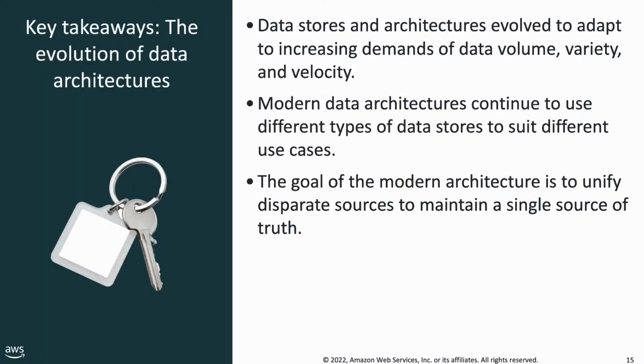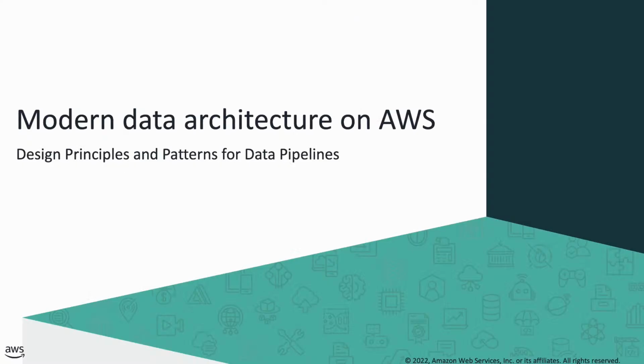So really the takeaways here are that the data store and architectures evolve to adapt to the demands of the volume, variety, and velocity. The modern data architectures continue to use different types of data, and the goal is to unify these different sources to maintain a single source of truth.